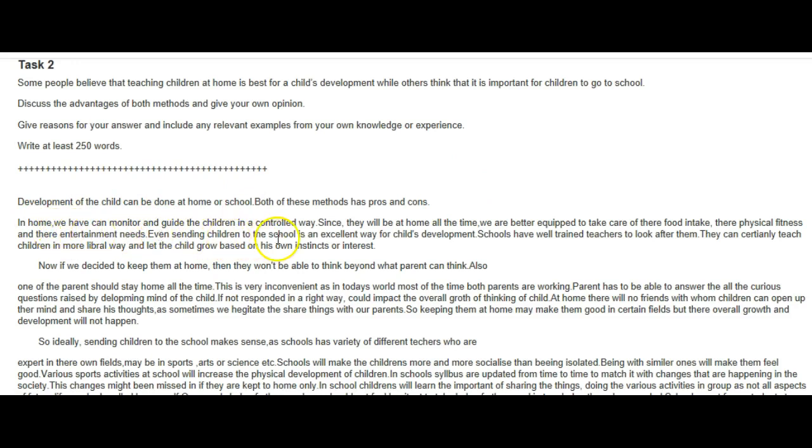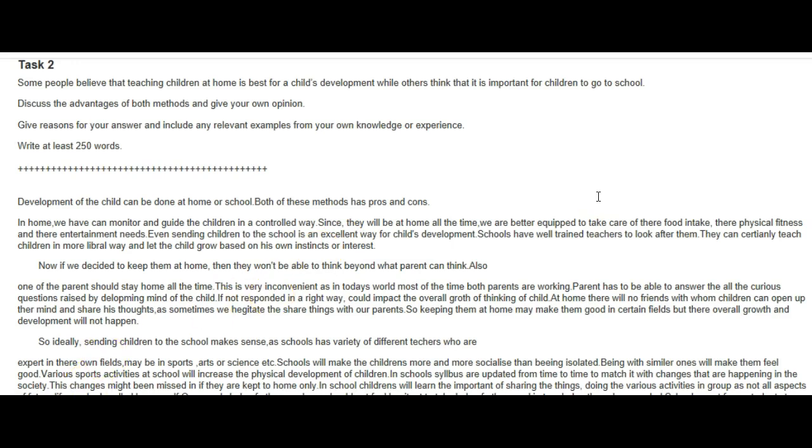Even sending children to the school. Even though sending children to school, no the, is an excellent way for child's development. You see here, this is a problem. I would get rid of this even and then say sending children to school is an excellent way to help a child's development because schools have well-trained teachers to look after them. They can certainly teach children in a more liberal, careful with your spelling, way and let the child grow based on his own instincts or interests. Make this both plural.